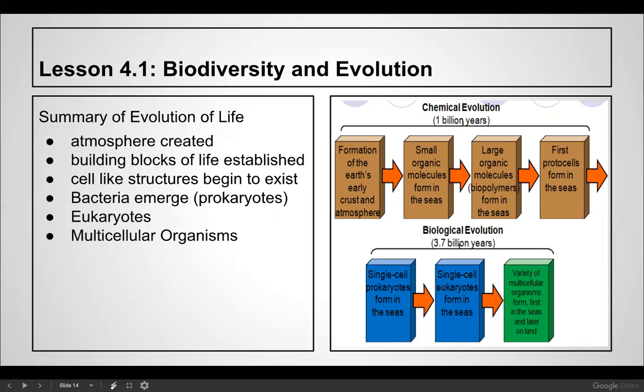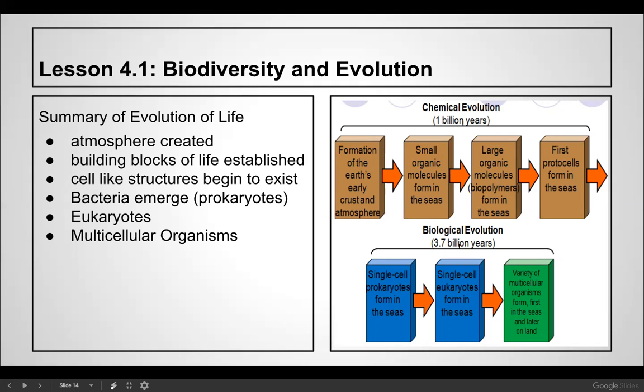Building blocks of life were established. Things like the macromolecules: carbohydrates, lipids, the nucleic acids, and proteins. Cell-like structures begin to exist.